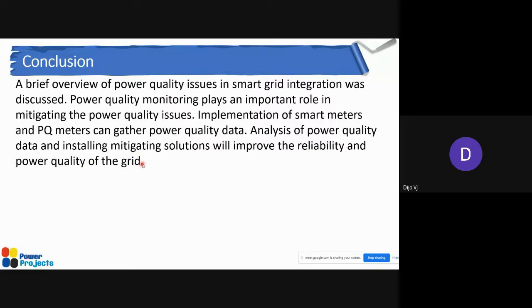And I already told where we stand. There is a big scope for improvement of power quality in Indian grids when we want to compete with international grids. So there is a huge scope for research in this field. So that's it.